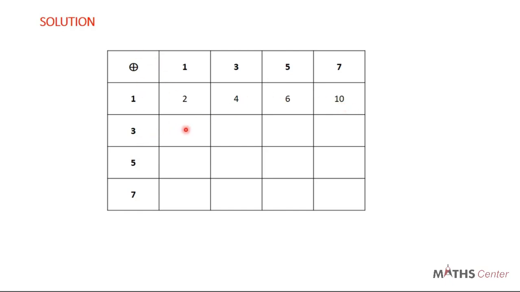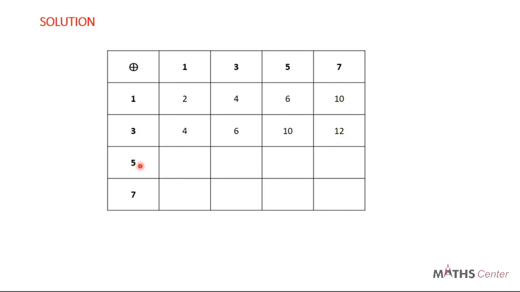3 plus 1 is 4. 4 in base 8 is 4. 3 plus 3 is 6. 6 in base 8 is 6. 3 plus 5 is 8. 8 in base 8 is 1 remainder 0, that is 10. 3 plus 7 is 10. 10 in base 8 is 1 remainder 2, that is 12.